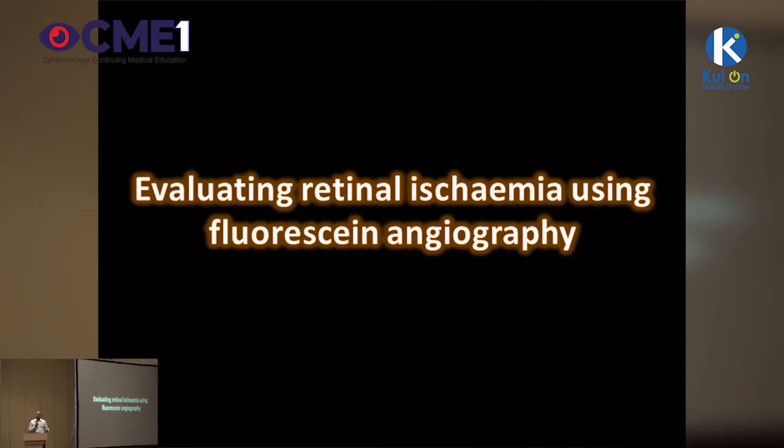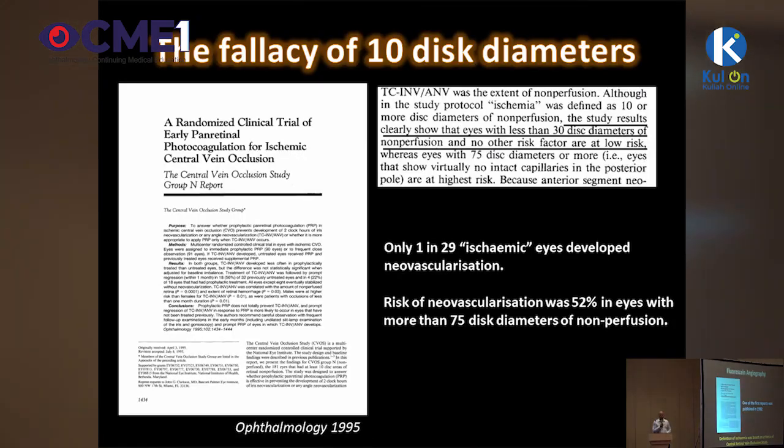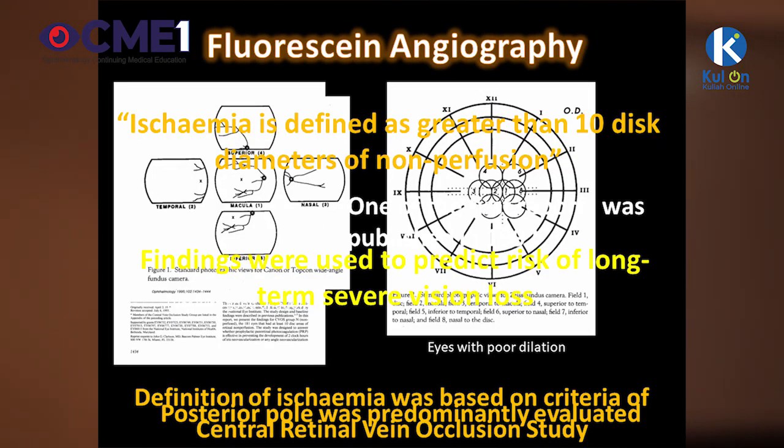So classically, the way we used to evaluate retinal ischemia was using fluorescein angiography. And if you looked at the literature of retinal vein occlusion, one of the very first reports to define central retinal vein occlusion was this paper published in 1992, where they used fluorescein angiography to differentiate ischemic from non-ischemic central retinal vein occlusion. And this is basically a cut from the paper, so I copied and pasted what they used.